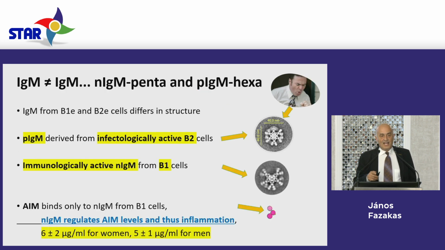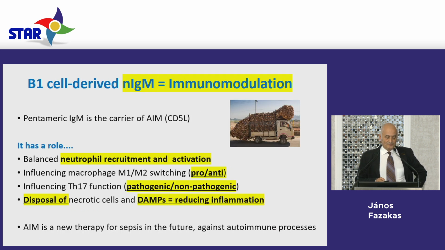So, the IgM has 2 forms, the penta and the hexa. They come from different cells, the B1 and the B2 cells. And the pathological IgM, which is the hexa, is the infectiologically active one. And the immunologically active one comes from the B1 cells, and it's called the natural IgM. And the natural IgM regulates the inflammation, the AIM levels, and through the AIM levels, the inflammation. We even know the normal range of the CD5L according to gender.